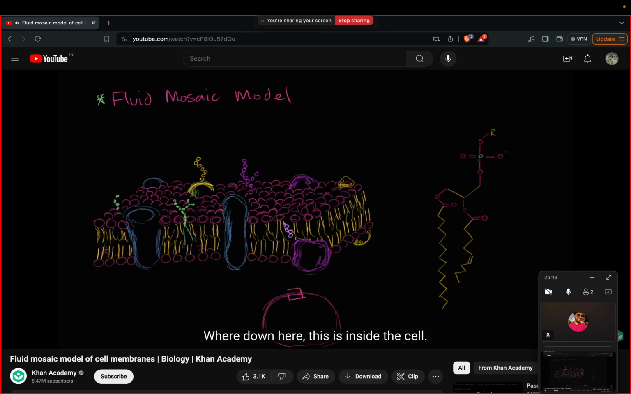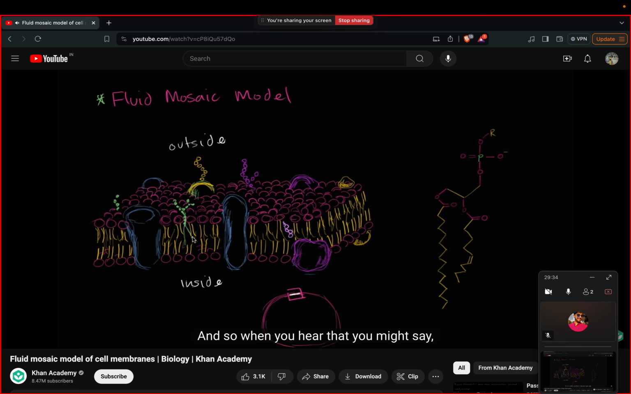We're down here, this is inside the cell. If we look at it relative to this diagram, this is inside the cell and this is outside. And when you zoom in, this little part right over here is actually a phospholipid bilayer that forms it.